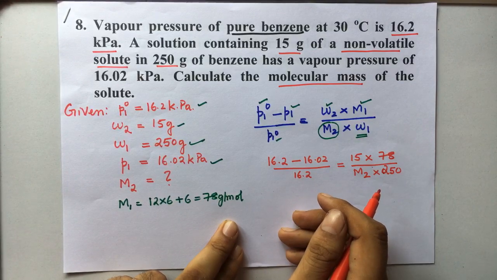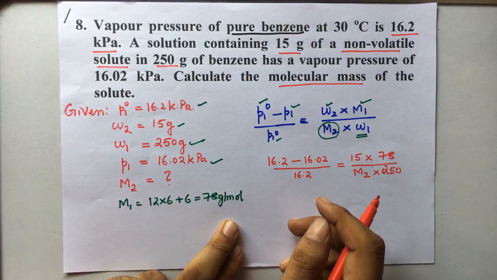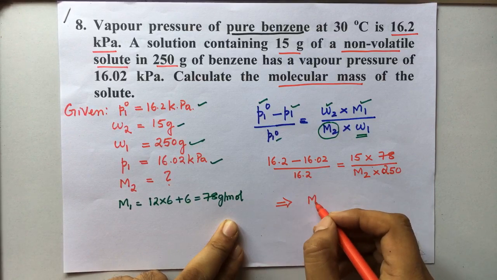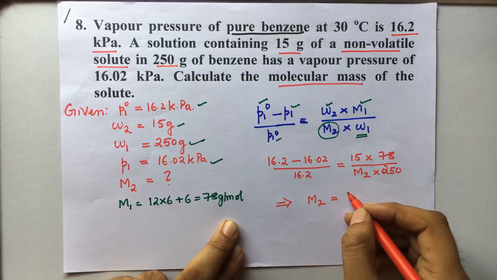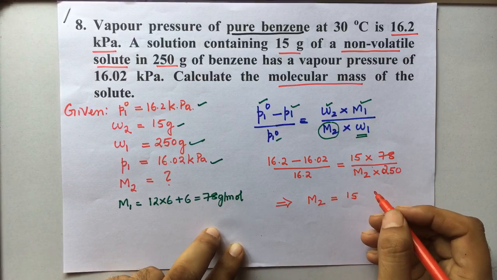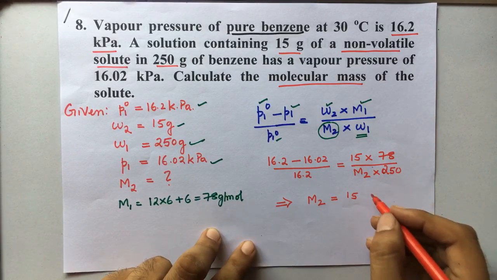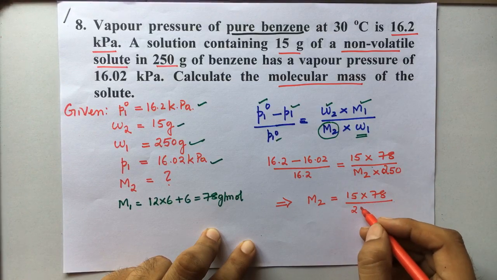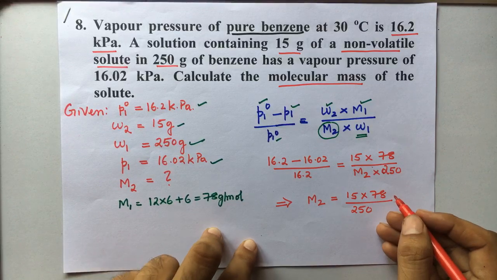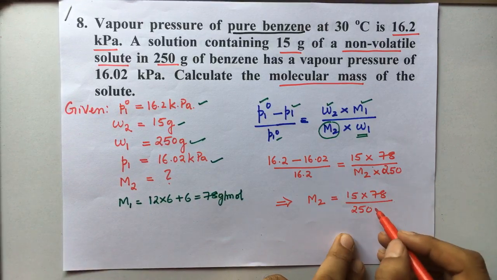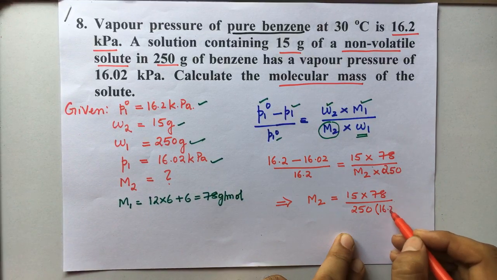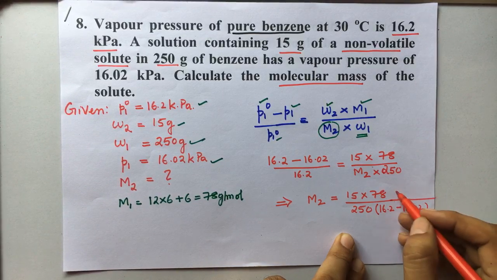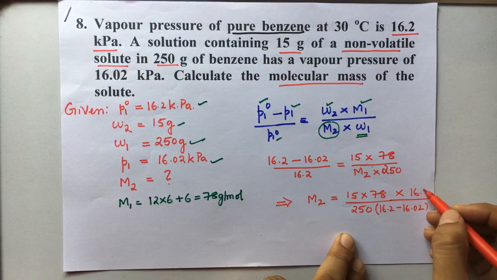Now you have to solve for this using a calculator. So M2 will be equal to 15 into 78, divided by 250. We have to bring it here, 16.2 minus 16.02, and this 16.2 has to be taken above.